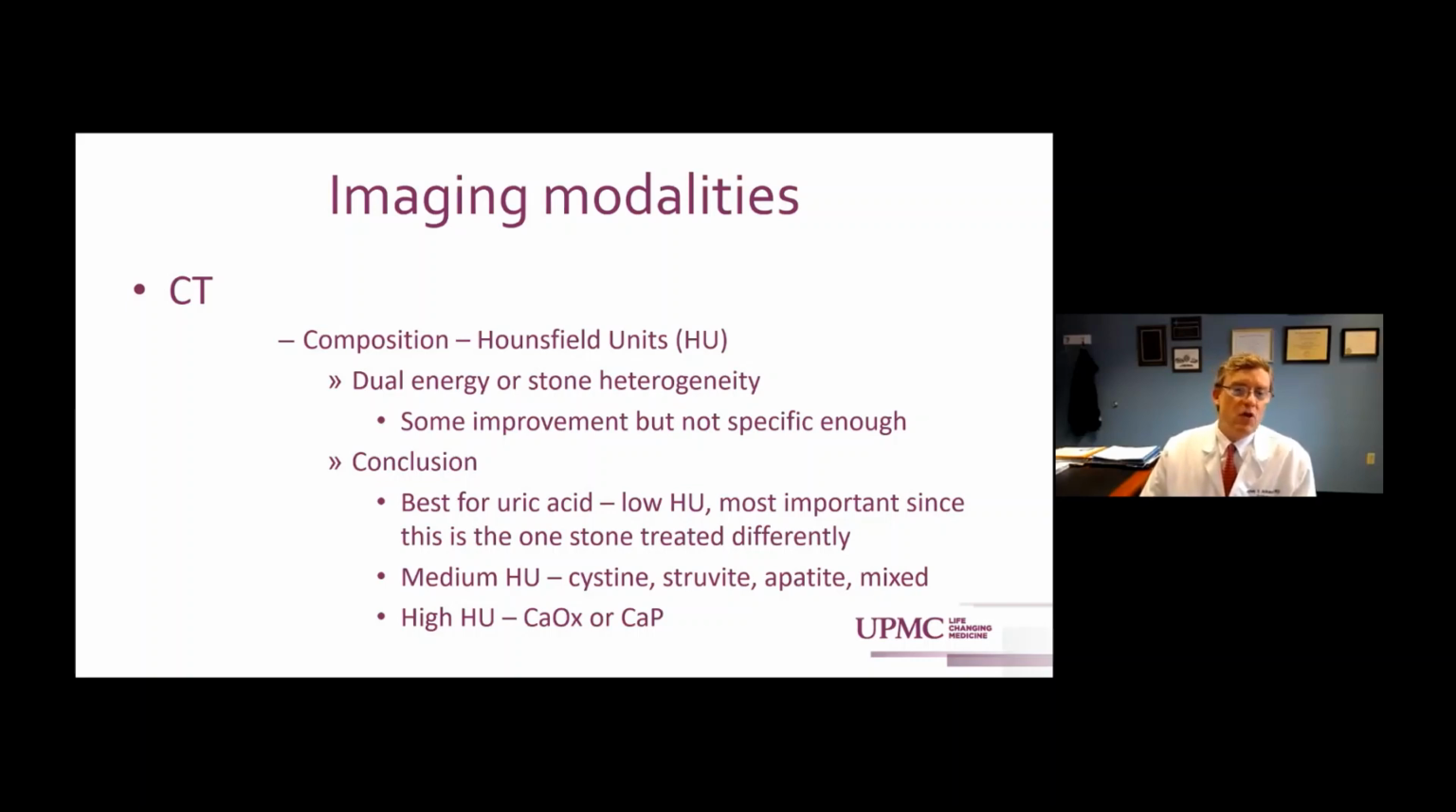And the rest of the stones, basically, we're going to treat fairly similarly in general, with a few caveats. If it's a very high density stone, you're not going to want to use shockwave lithotripsy, for example. So then I just broke these down: medium Hounsfield unit stones, cysteine, struvite, apatite, mixed, and then calcium oxalate and phosphate tend to be the higher ones.